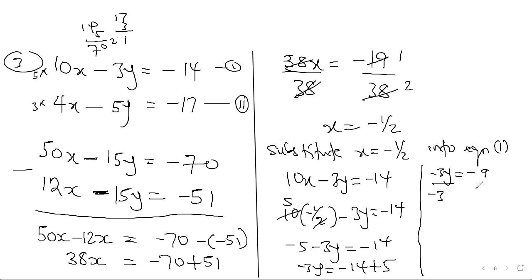Divide both sides by minus 3. So this cancels that, this cancels that, and this is 3. y equals 3. That means x equals minus half and y equals 3.